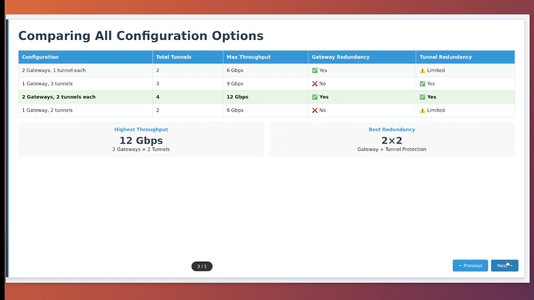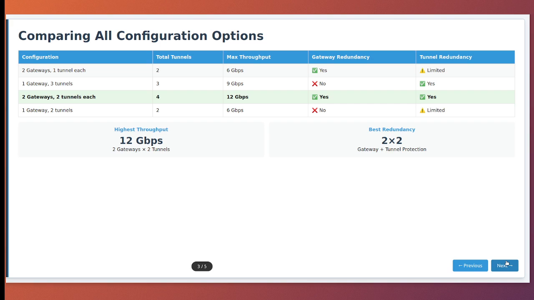Let's analyze each configuration option to understand their throughput and redundancy characteristics. Option 1 proposes 2 Cloud VPN gateways with 1 tunnel each. This gives you a total of 2 tunnels, providing 6 gigabits per second of maximum throughput. For redundancy, if one gateway fails, you lose 50% of your capacity but still maintain connectivity. This provides good gateway-level redundancy, but it lacks tunnel-level redundancy on each gateway.